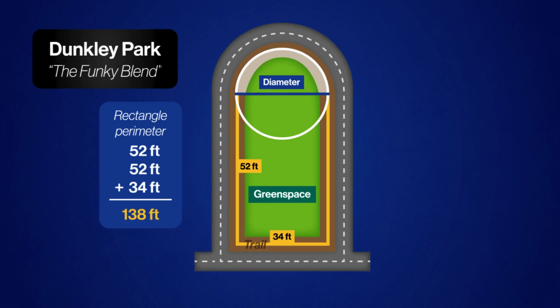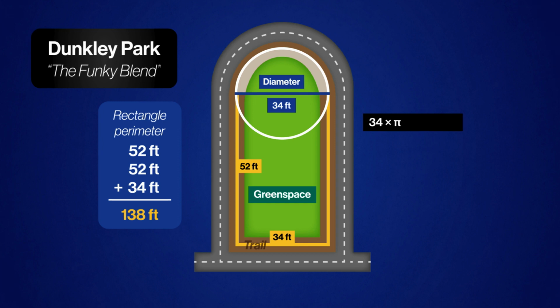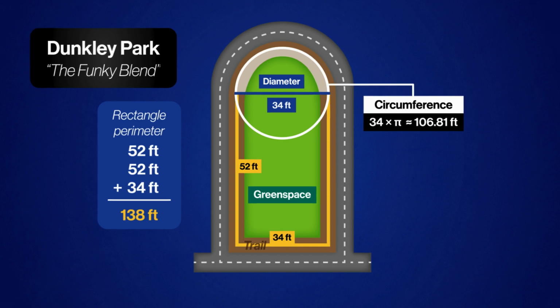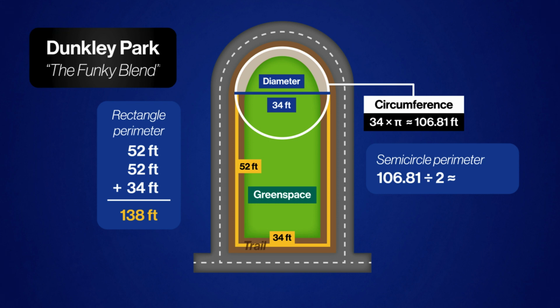The length of this circle's diameter is the same as the width of the rectangle, which is 34 feet. 34 feet wide times pi is about 106.81 feet, which gives us the entire circumference of the circle. We only have half the circle, so we divide by 2, which means half the circle's circumference is about 53.41 feet.